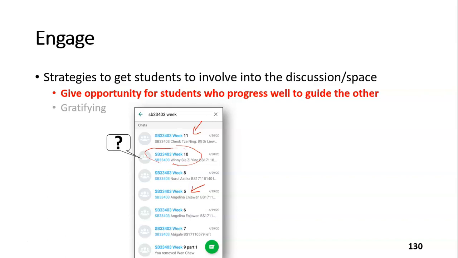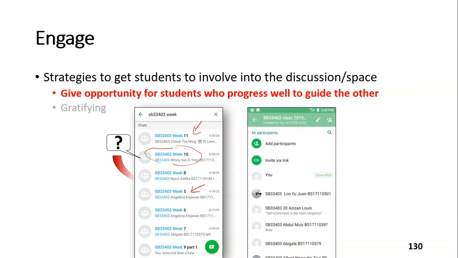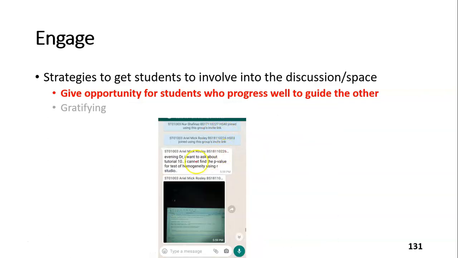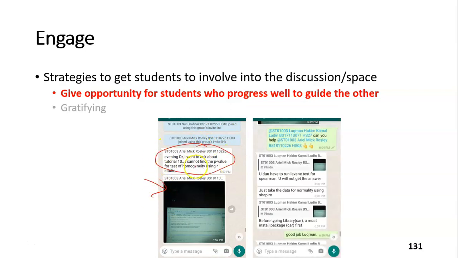Okay, so for example, in this case, in week 10, one student asked a question. What I did was, I realized that some of the questions might be answerable by the students in week 11, but they're in a different group. So I asked the student to forward the question into the class group. Okay, so this is the question. Then after that, I didn't answer the question, but I checked the progress of the students and identified a few who I think will be able to help.